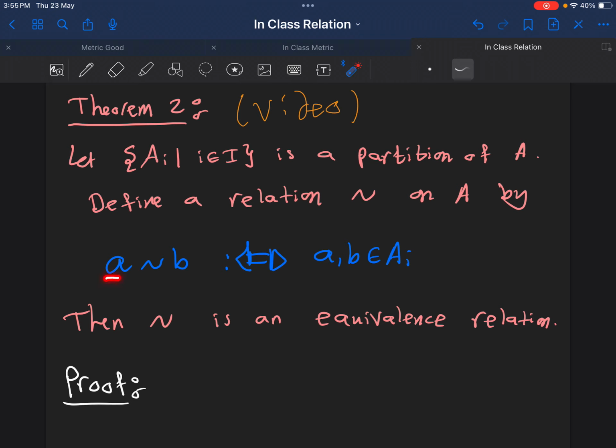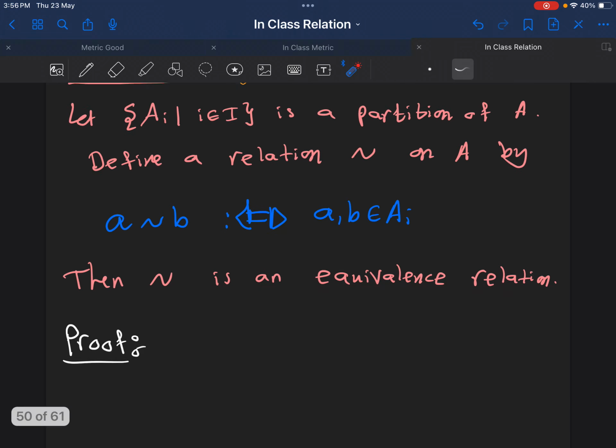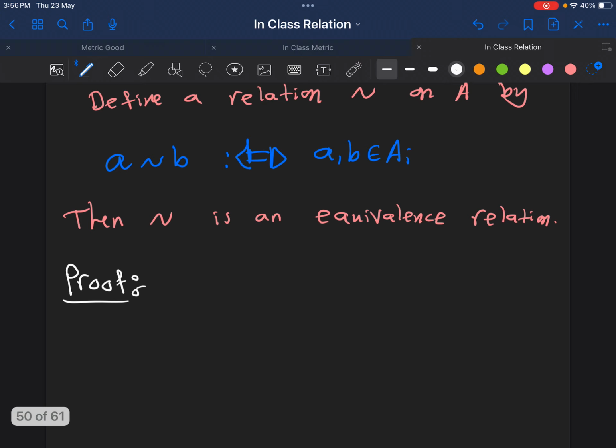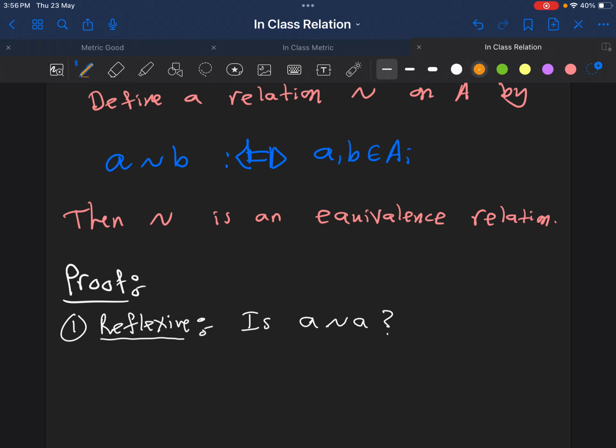The next proof is if we are given a partition. If we start with a partition A_i, then we will define a relation between A and B by, if they are in the same partition, we will say they are in a relation. And we need to show that this is an equivalence relation. So in order to prove something is an equivalence relation, we need to first of all check if it is reflexive. Reflexive means is A related to A, which is the same question as asking myself, is the pair A, A in the same A_i? And the answer, of course, is yes.